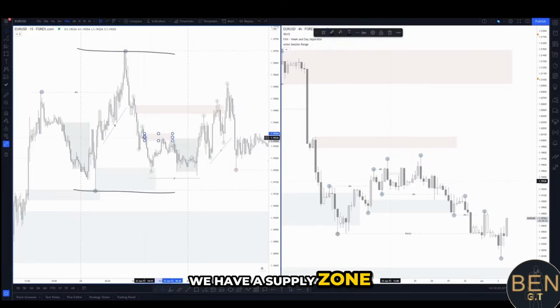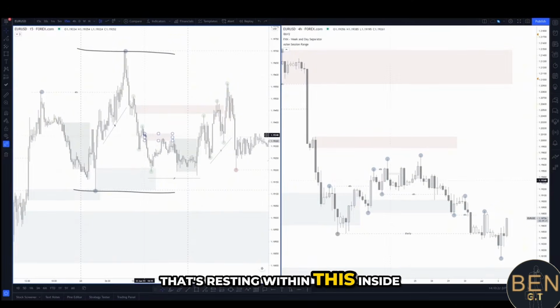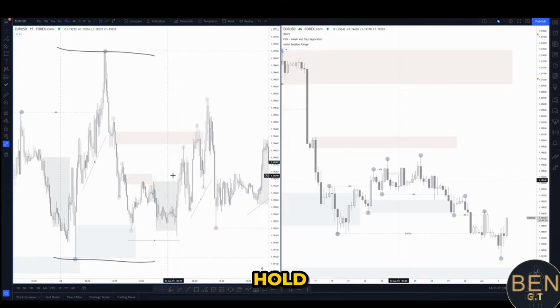We have a supply zone that's resting within this inside bar, again, video number 4. And what we can see is price respects that as well. So we're caught between supply and demand, and now it's a matter of what is going to hold, what is going to start failing, and what can we start to gain from that?